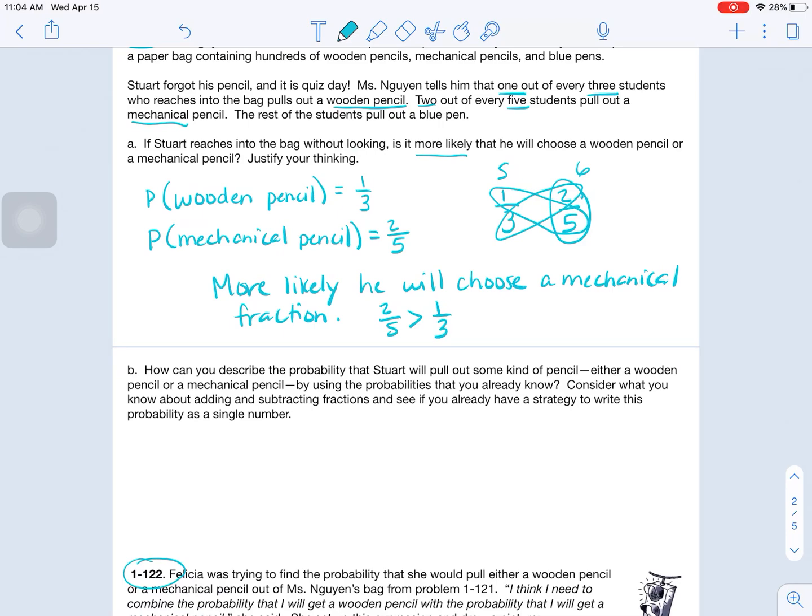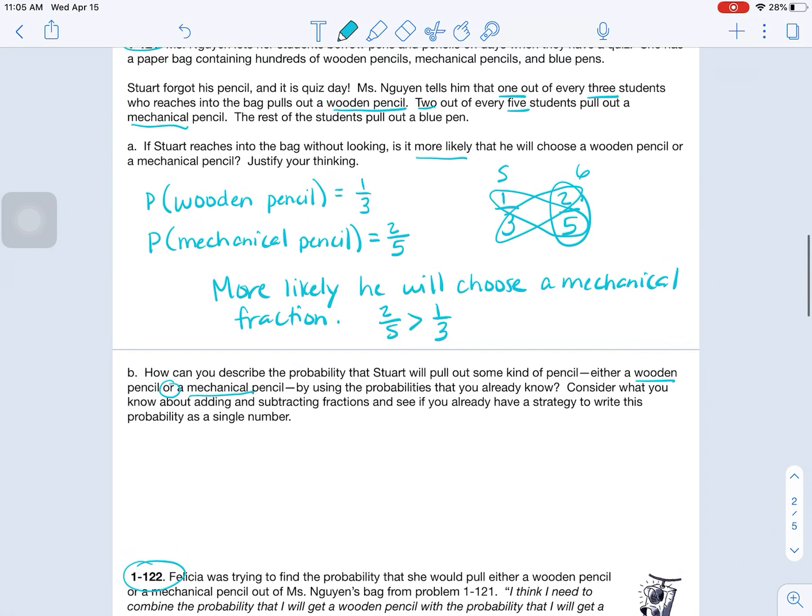Okay, and then letter B says, how can you describe the probability that Stuart will pull out some kind of pencil, either a wooden pencil or a mechanical pencil? So we just care that it's a pencil, by using the probabilities that you already know. Consider what you know about adding and subtracting fractions and see if you already have a strategy to write this probability as a single number. So this one, it doesn't want us to actually solve it. We're just going to add them together. We're going to take the probability of a wooden pencil and add it to the probability of a mechanical pencil.